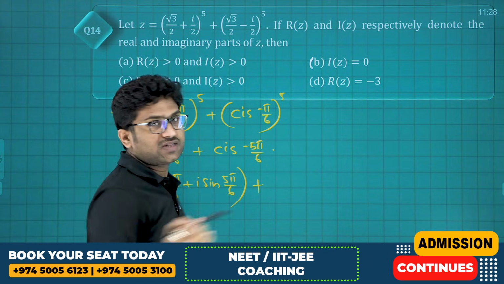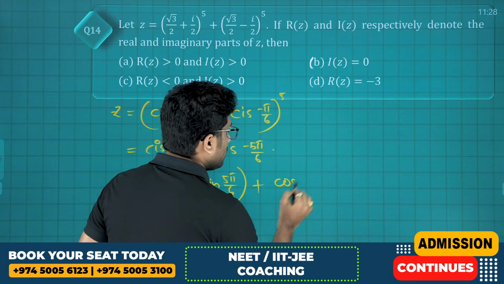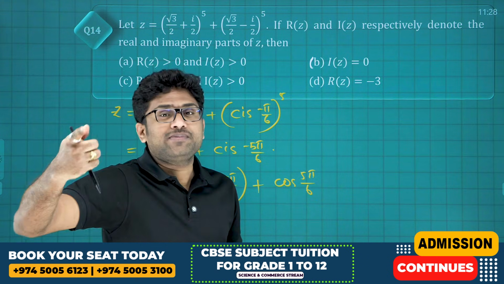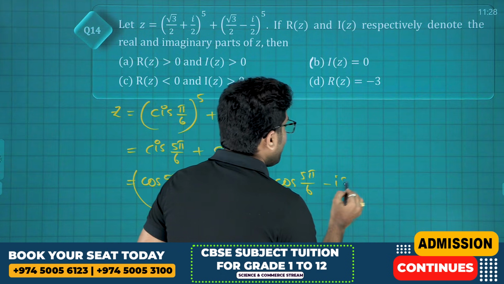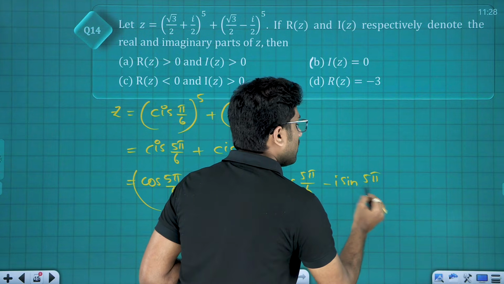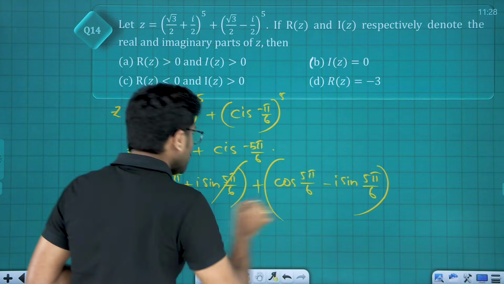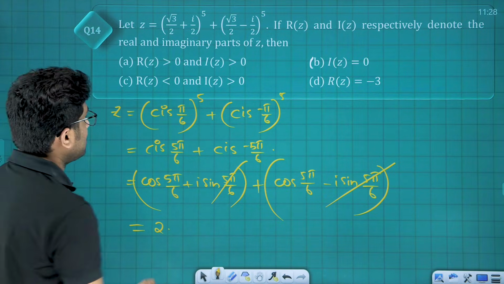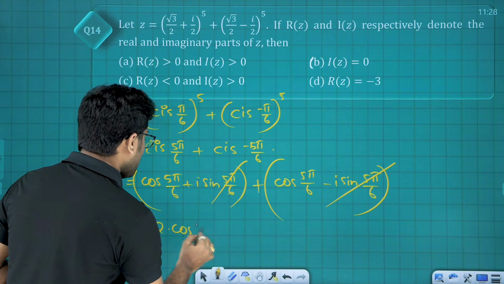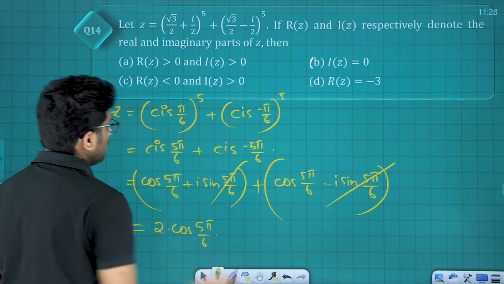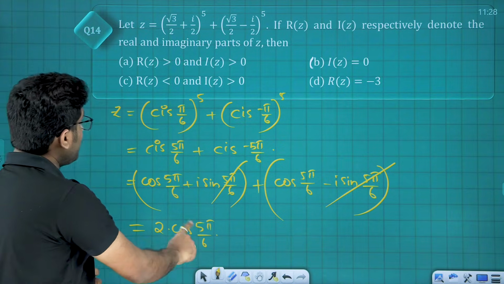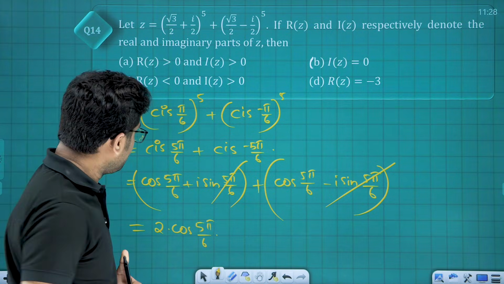Plus cos of minus 5 pi by 6 is cos 5 pi by 6 only, plus I sin minus 5 pi by 6 is minus I sin 5 pi by 6. So these two get cancelled, that is nothing but 2 times cos 5 pi by 6. So clearly the real part is negative, the imaginary part is 0, correct?